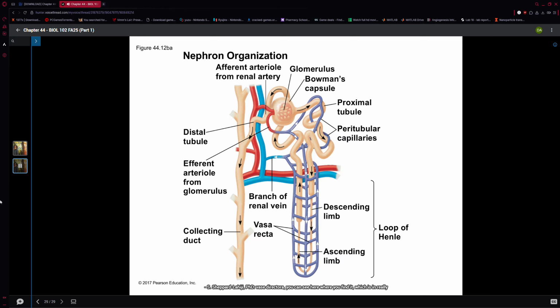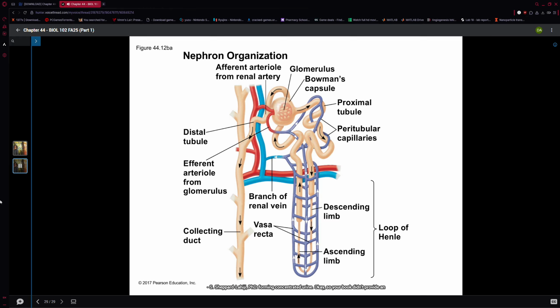Now for the vasa recta, you can see here where you find it, which is in really close proximity to the loop of Henle. These are going to be long, straight vessels, in contrast to the meandering vessels of the peritubular portion. And they run parallel to the nephron loop. And you're going to find them in the juxtamedullary nephrons for reasons that will become more clear as we progress forward. And the vasa recta supply oxygen and nutrients to the tissues that they pass through, but they also play a really important role in the process of forming concentrated urine.